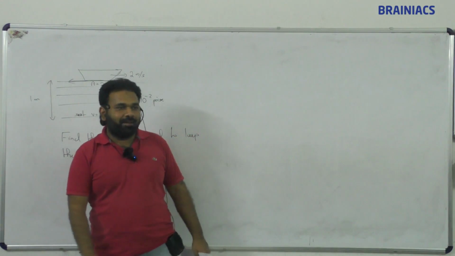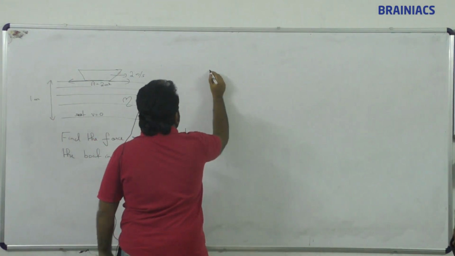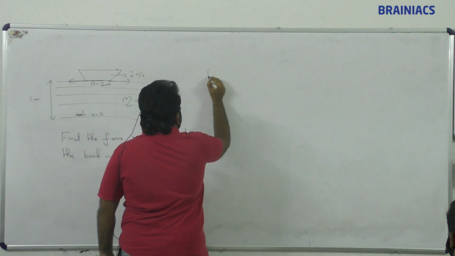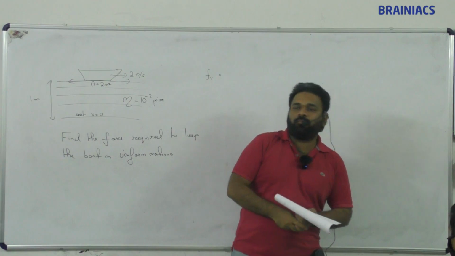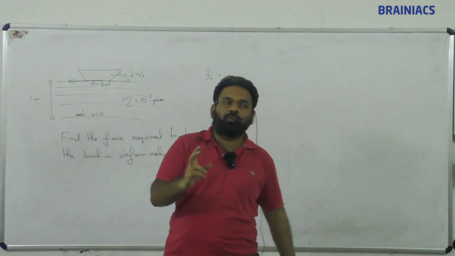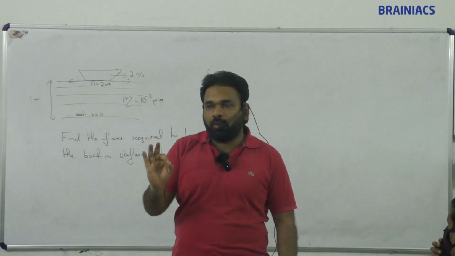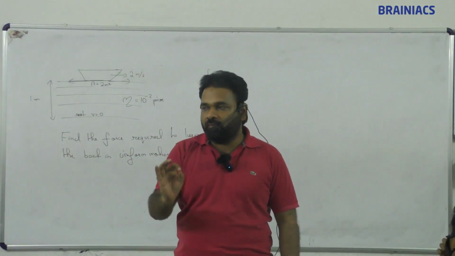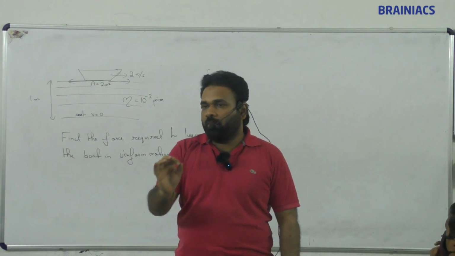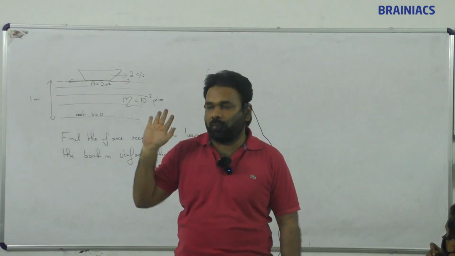Okay, clear? So how to find this? What is the answer? See, the crux of Newton's laws of motion is what? In order for a body to be in uniform motion, or for a body to be at rest, no force is required.